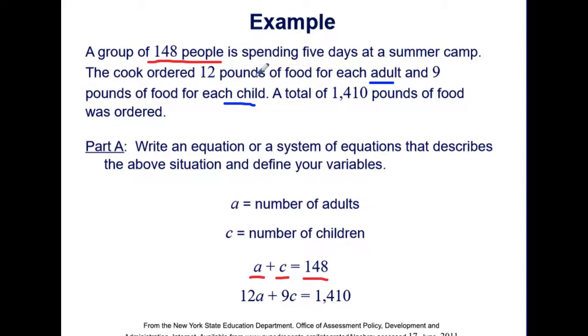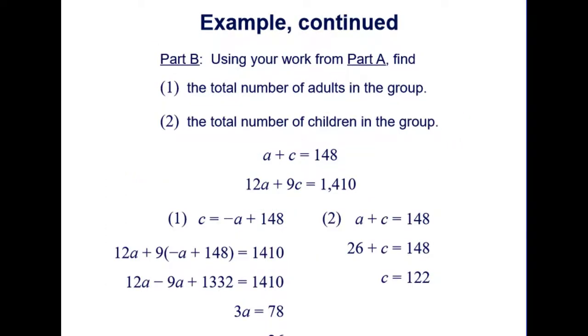The second equation comes from the pounds of food for each. You have 12 pounds for each adult, 12A, and 9 pounds for each child, 9C, and the total amount of pounds is 1,410. So that's going to equal, when you add them up, 1,410. So now we need to, using our work from part A, find first the total number of adults in the group and then second the total number of children in the group.